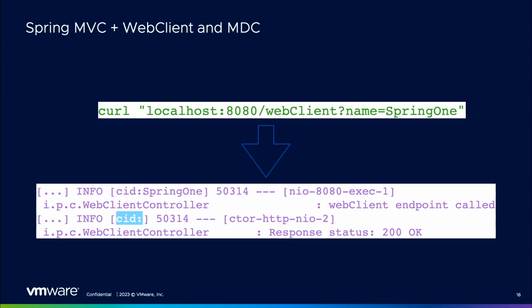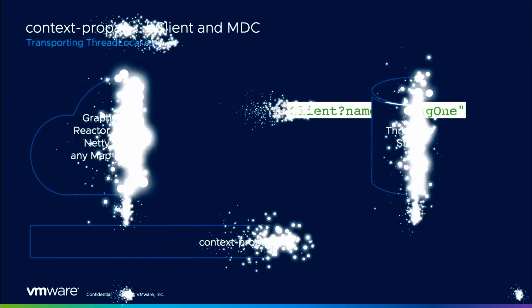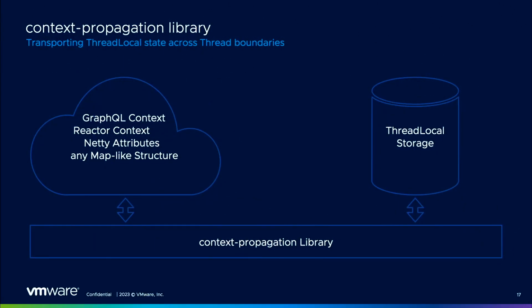So for that kind of problem, we are very happy to start working with the context propagation library in the latest editions of Reactor. The context propagation library was a common effort of the Micrometer team and the Spring team and Reactor as well, which allows for mapping ThreadLocal state between map-like structures. For instance, GraphQL context, Netty attributes, but in particular, as a subject of this presentation, the Reactor context. And it allows to transfer that data across thread boundaries.